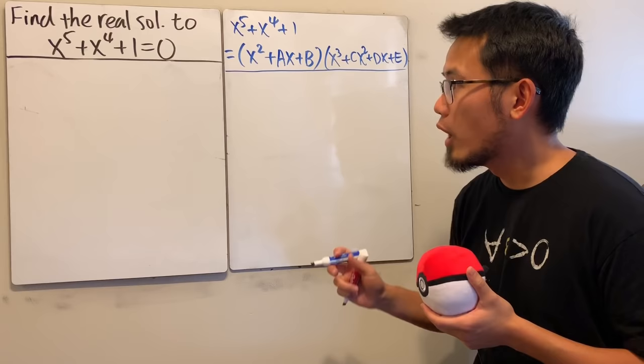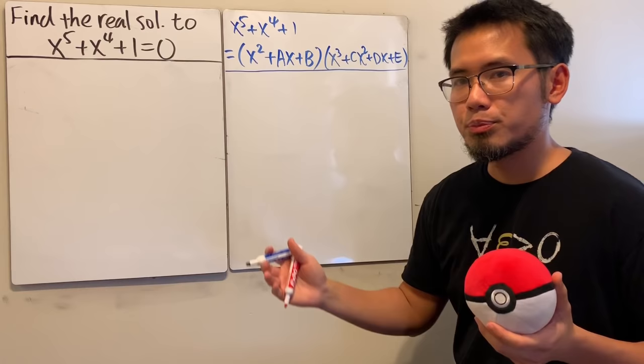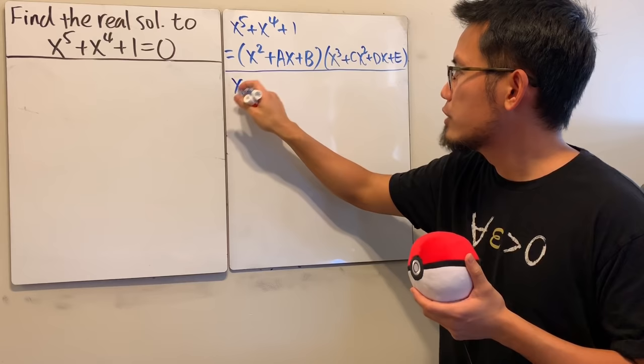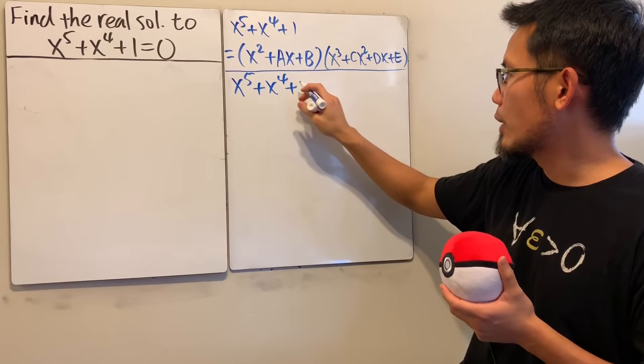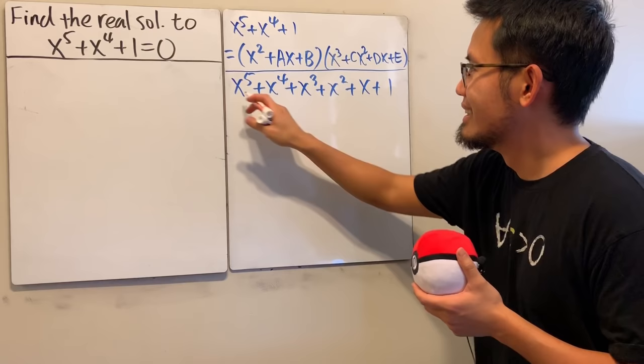Well, you see that right here, we are missing x to the third power, x squared, x, right? Maybe if everybody is present, it's actually much easier to factor. So let me put that down. So have a look. If I just put down x to the fifth power plus x to the fourth plus everybody, so I will just say x to the third power plus x squared plus x plus 1. Let's focus on this first. When everybody is present, that's actually much better because we can factor by grouping.